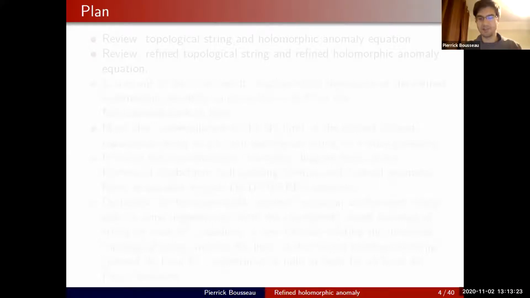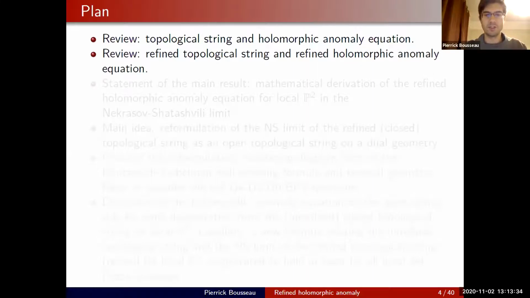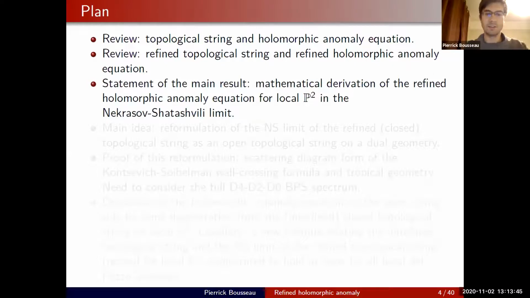So the plan: I will start with a review of things that many people here know, which is the ordinary topological string and the ordinary holomorphic anomaly equation, then the refined topological string and the refined holomorphic anomaly equation, and what I mean there precisely for my purpose. And then the main statement, which will be the mathematical derivation of the refined holomorphic anomaly equation for local P2 and the Nekrasov-Shatashvili limit.